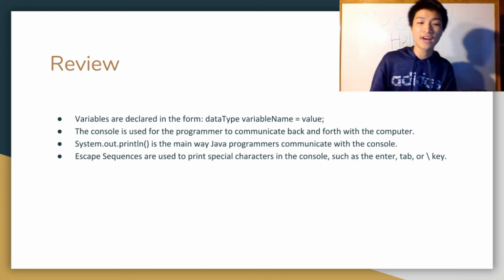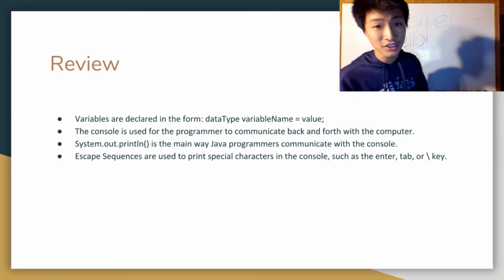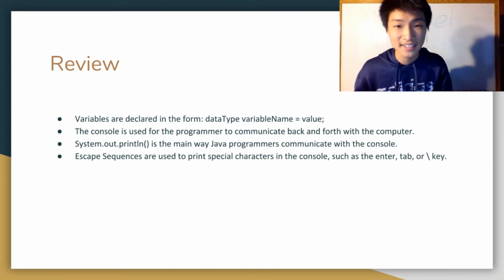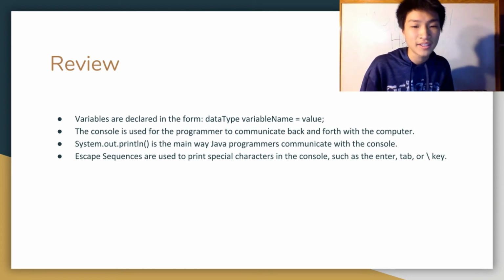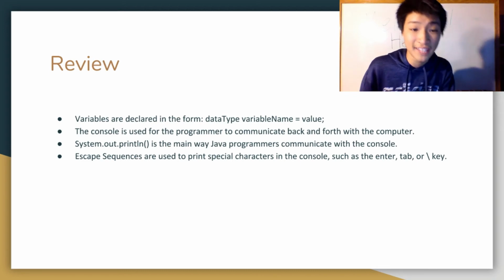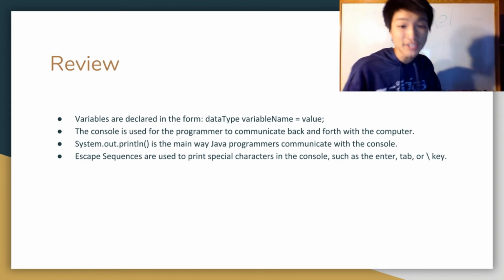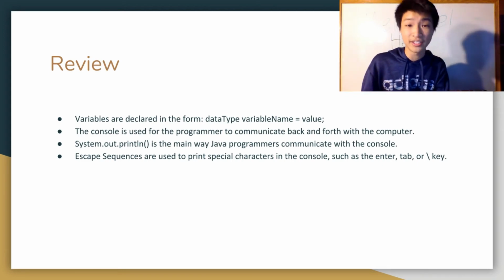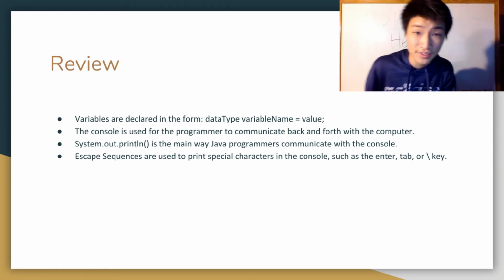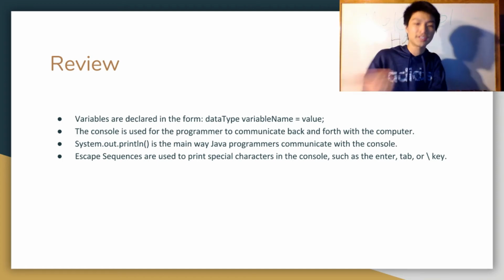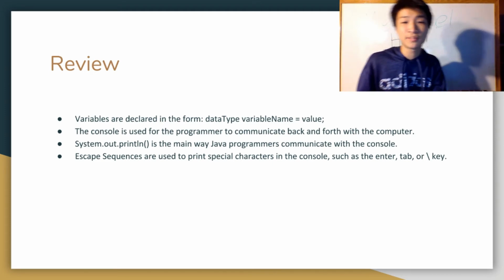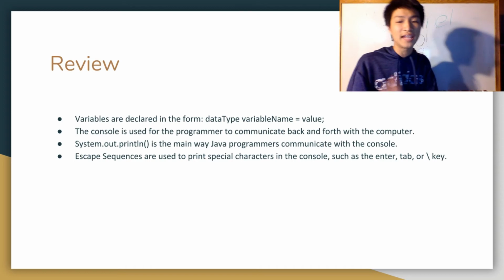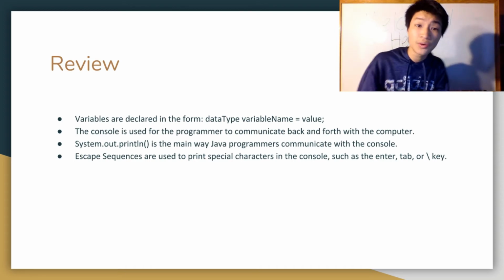We talked about how you can add variables. If you add integers, it adds the value. 5 + 3 is 8. If you add strings, it adds them right after each other. 5 + 3 is 53. Now, system.out.println or system.out.print is the main way Java programmers can communicate with their console and vice versa. Escape sequences sound complicated, but really they're just for us to print out special characters, such as the enter, tab, backspace, or slash key.